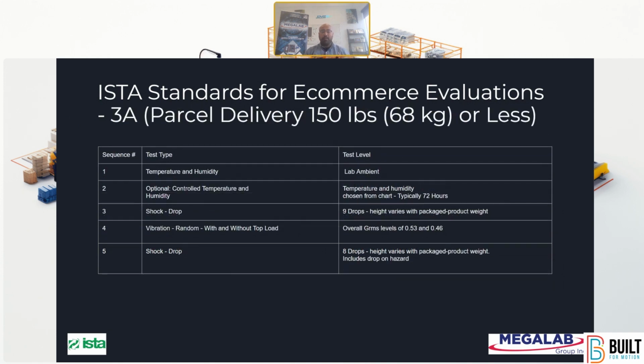And then finally, as I mentioned, for 3A, parcel delivery for 150 pounds or less, the series looks a little simpler, but the implication of what's happening in step 4 is there's actually 4 sub-tests happening on different sides of the box, and it simulates it being handled through a delivery center and eventually being taken out for delivery in a cubby style, in like a delivery truck, almost like a UPS truck or a FedEx truck.